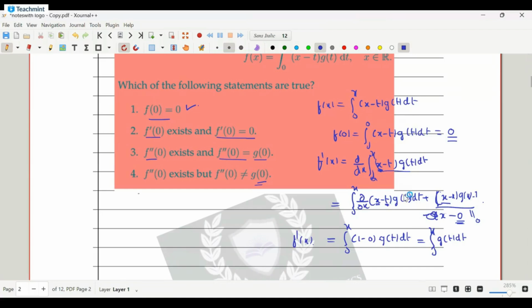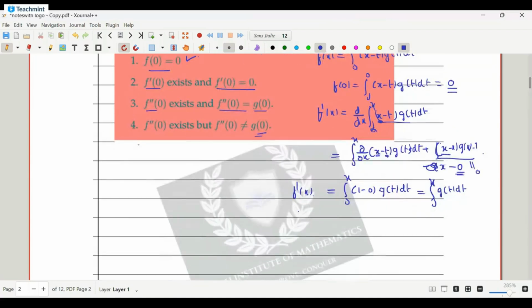So therefore now we need to find f'(0). So f'(0) is equal to integration from 0 to 0 of g(t) dt, sir. So which is also equal to 0. So therefore statement 2 is also true.